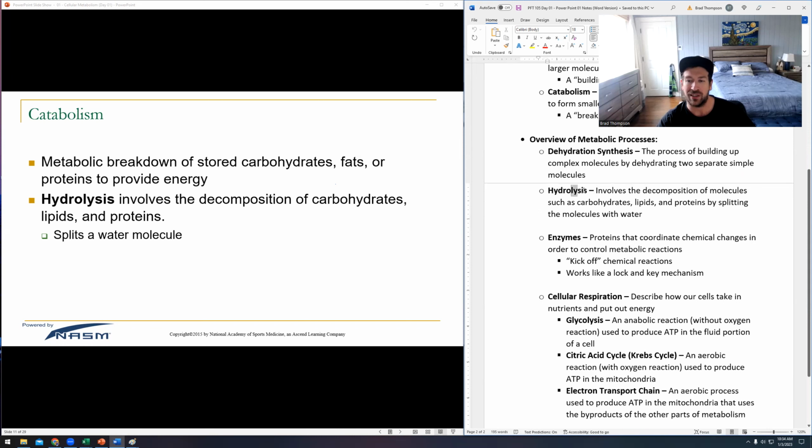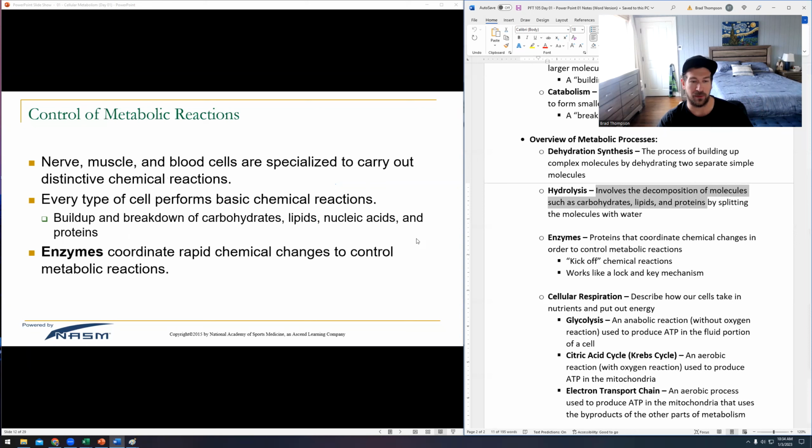Okay. Anytime you hear the word lysis, probably means that it's talking about like metabolism. So this is hydro, so water metabolism. Okay. So this involves the decomposition, breaking down, of molecules such as carbohydrates, lipids, those are fats, or proteins. And it splits them up by using a little bit of water.